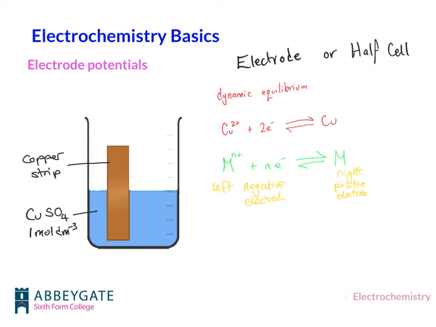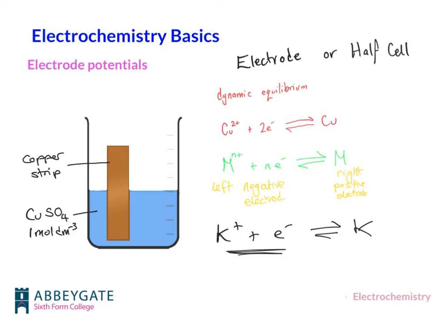Now, as you know, some metals are more reactive than others. Some metals are better at losing electrons than others, and some metals are better at gaining electrons than others. It depends on whether they are good oxidizing agents or good reducing agents. So, for example, metals in group 1, something like potassium. Potassium very much favours losing electrons, so the position of the equilibrium is going to lie very, very much on the left-hand side.